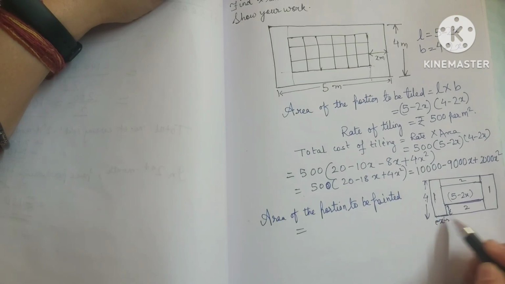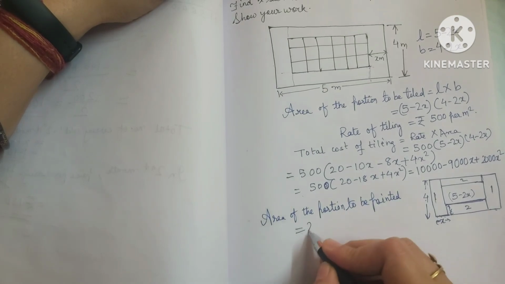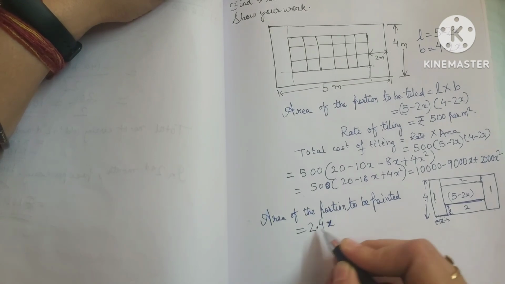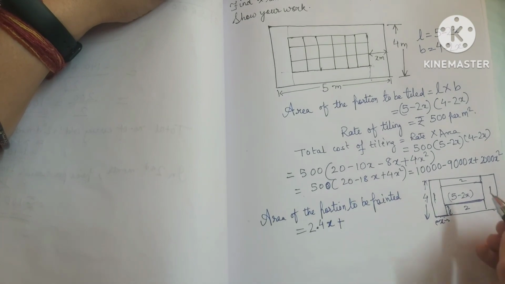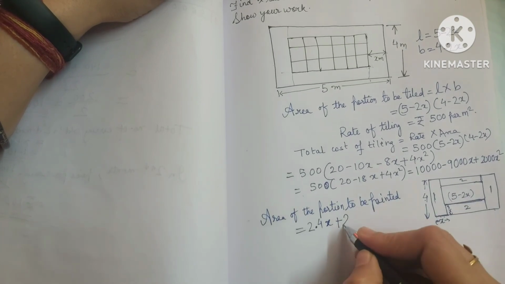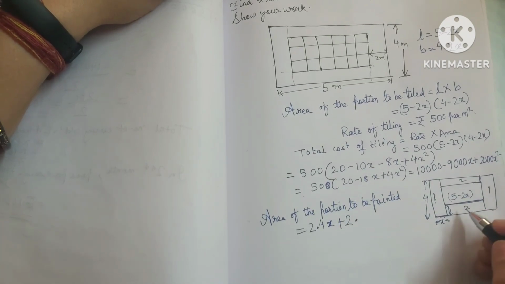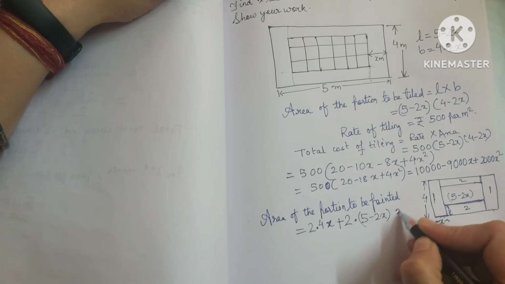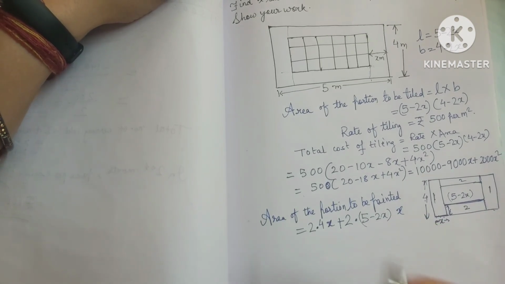Now there are two such rectangles. So 2 multiplied with 4x. I am putting a dot for multiplication. Plus again 2 rectangles are there. So 2 multiplied with how much? 5 minus 2x. This length with this breadth x. So it is 5 minus 2x multiplied with x. Now this is what we will simplify.